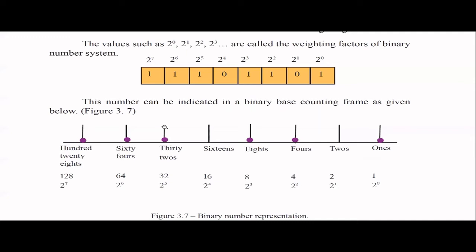Here it's 32's column, so there's only one ball. That means 1 into 32 is 32. If you have only one ball here, this is not the same as this. This is representing the number 32 itself with the one ball. Here it represents only one. One ball means 1, because this is the one's column.